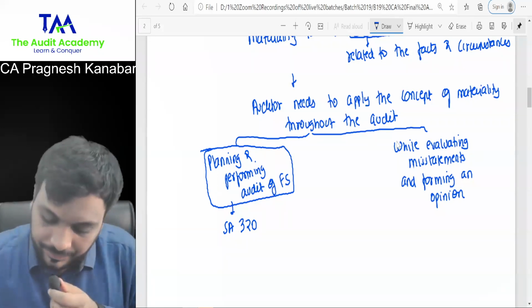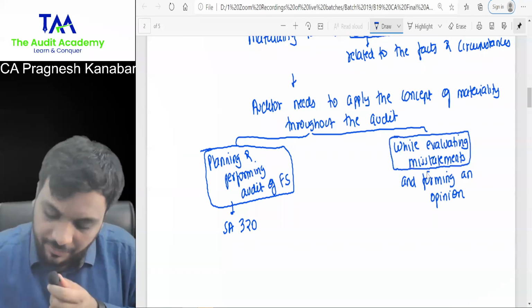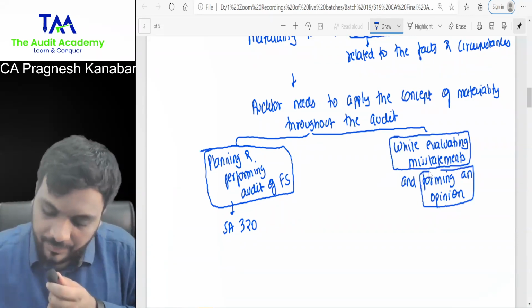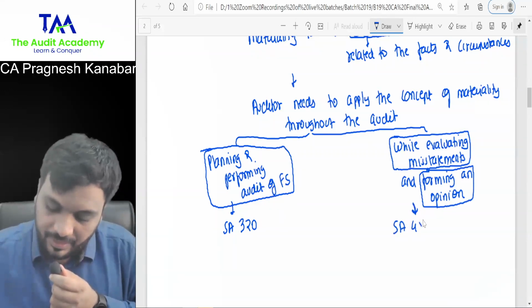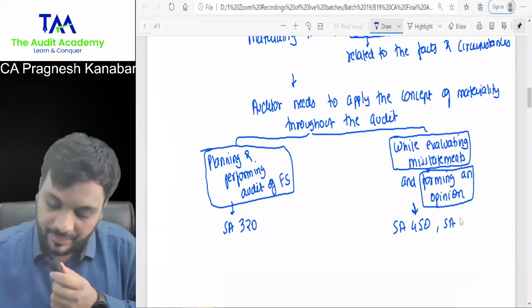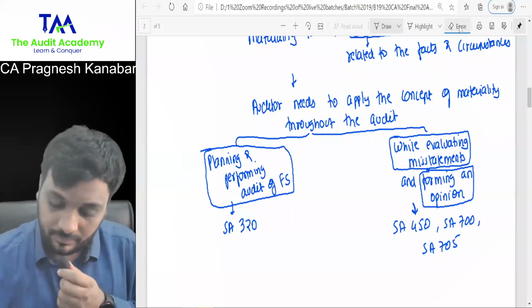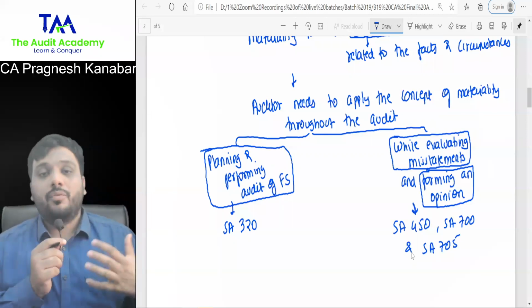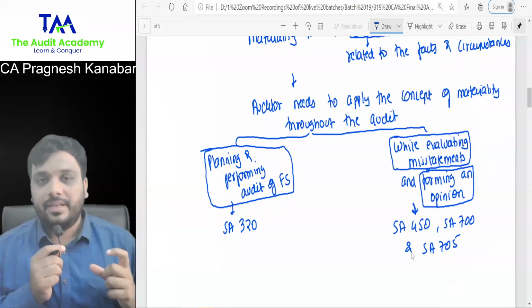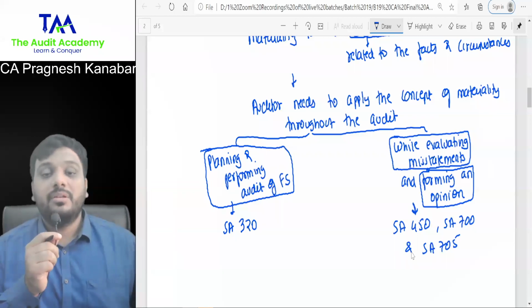But when the same concept of materiality is applied at the end while evaluating misstatements and forming an opinion, this is discussed in SA 450, SA 700, and SA 705. So when you apply the concept of materiality while evaluating misstatements and forming an opinion, these discussions will come in multiple SAs.